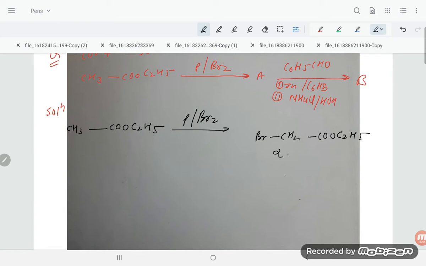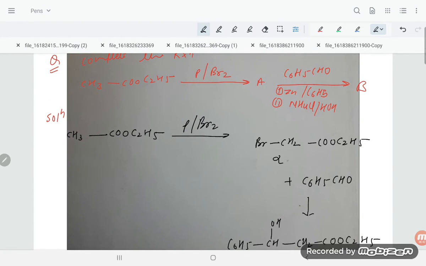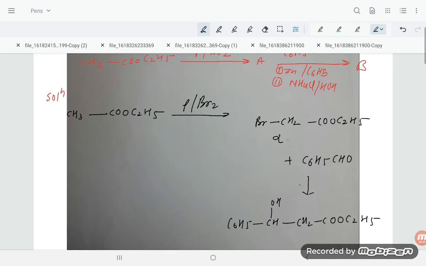C6H5CHO. Okay, so if you are treating this with C6H5CHO, what is going to be formed here, students? You can see the compound which is going to be formed. It is C6H5CH(OH)CH2COOC2H5. This compound is B.